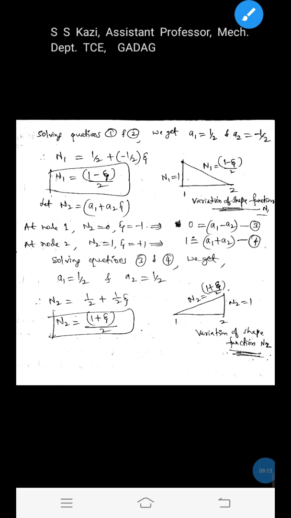This is also one of the questions which has been asked in previous Visvesvaraya Technological University question papers: to derive the shape functions for a one dimensional linear element or two noded 1D bar element in natural coordinates, for 8 marks, 10 marks and so on.